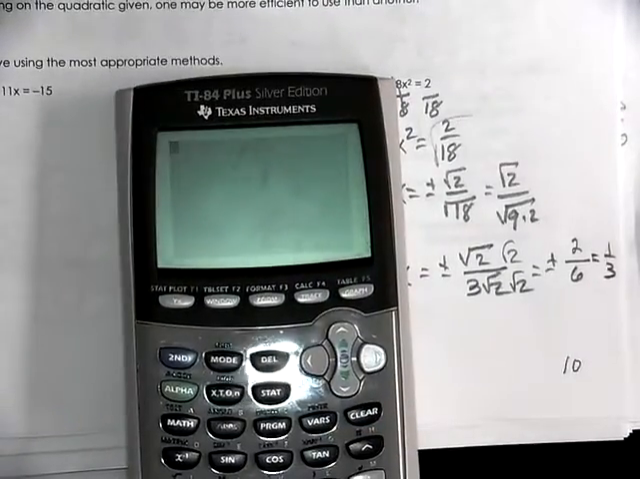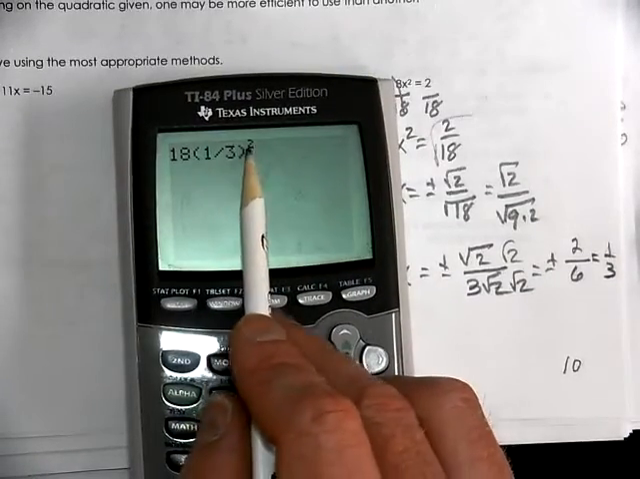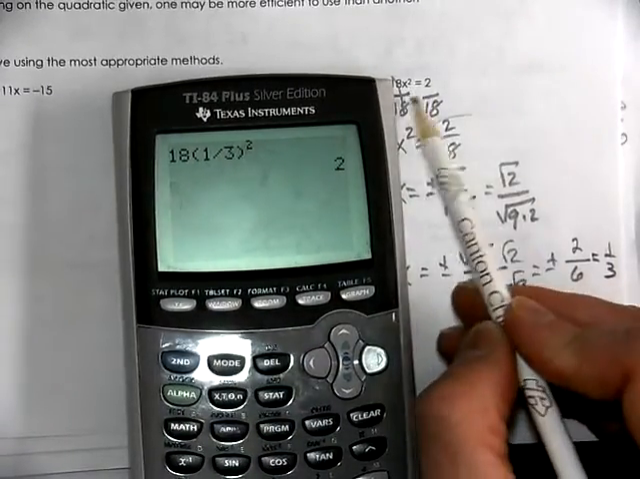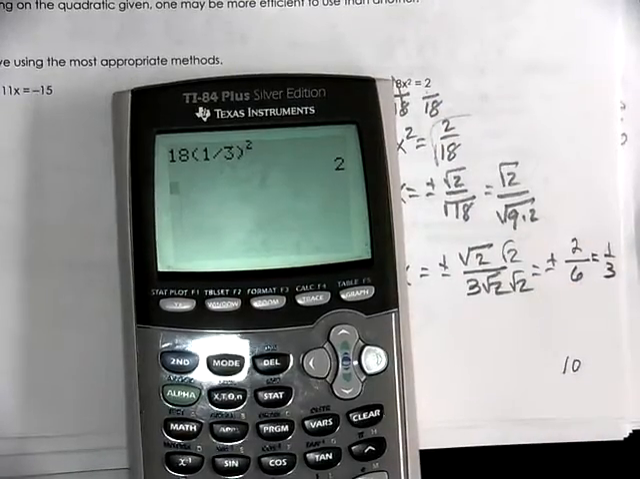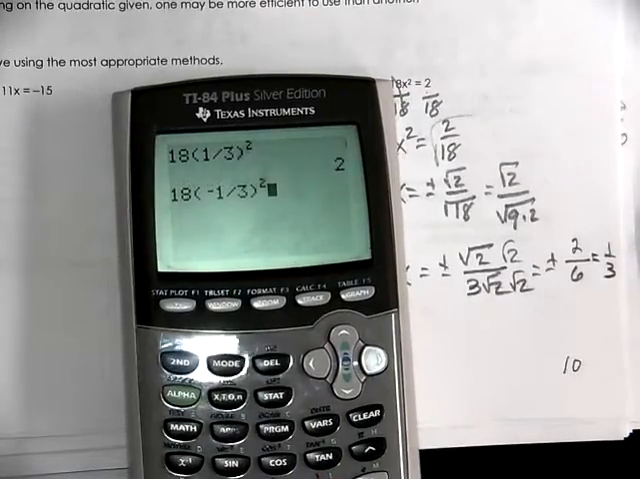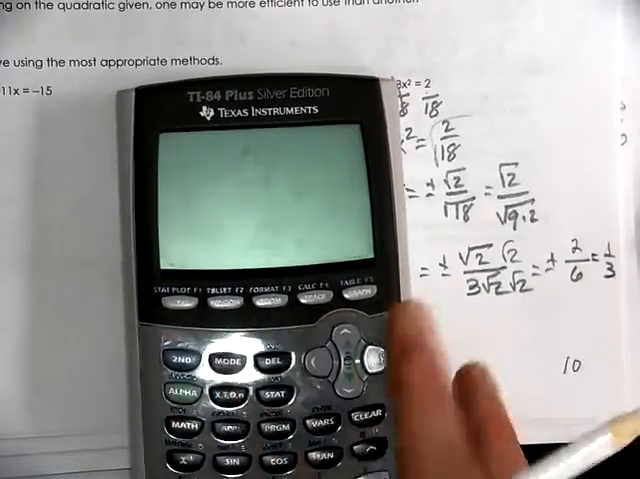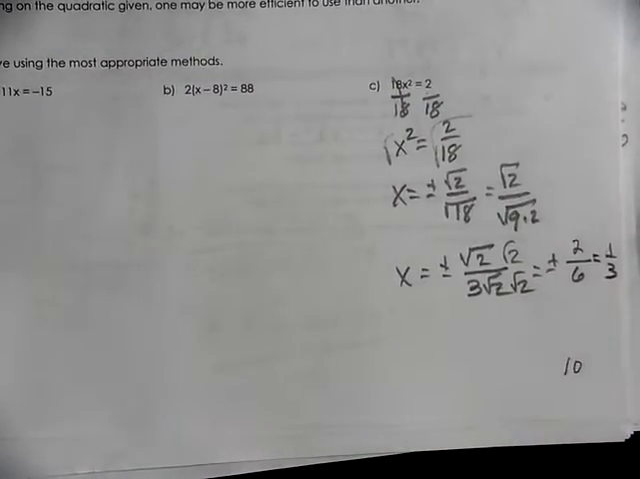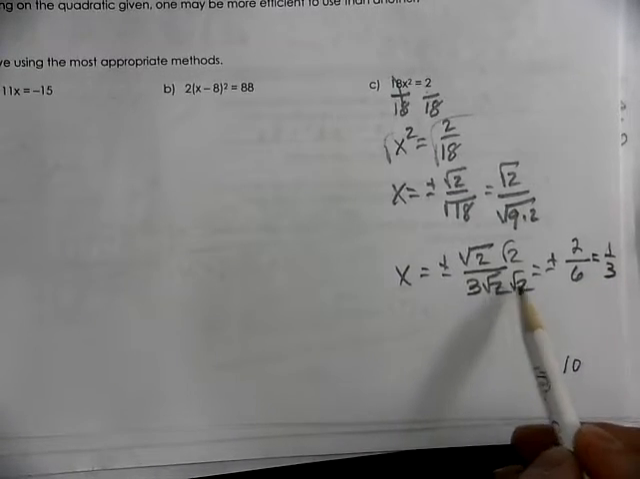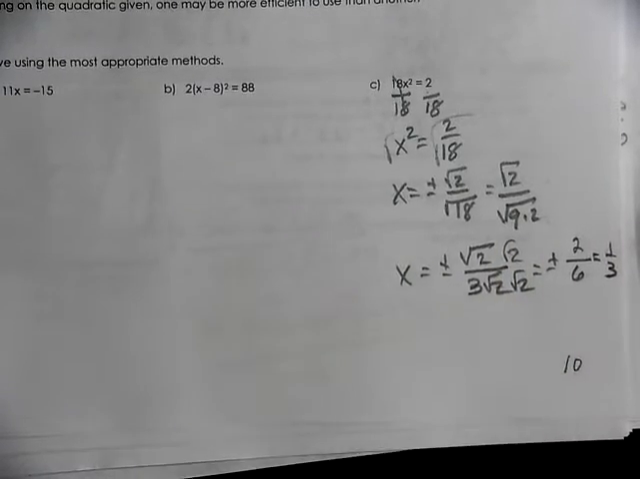I guess if you think about your answer, 18 times 1/3 squared. Square 1/3 and you're going to get 1 over 9, and 9 goes into 18 twice. Or if you want to say 18 times negative 1 over 3, and you square it, you're going to get 2. So in both cases, that works out. I got the 6 from 3 times root 2 times root 2. I had to rationalize the denominator.